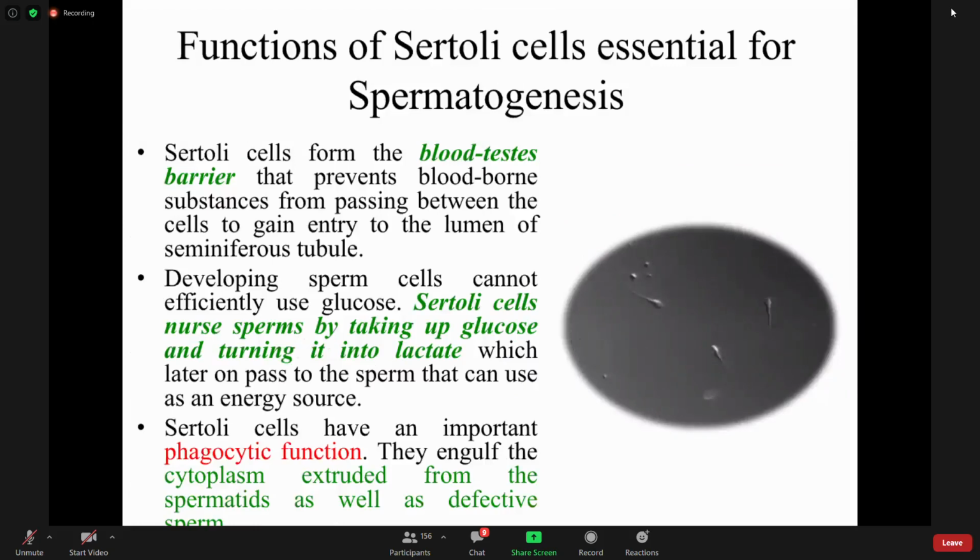Because sperm cannot take up glucose, Sertoli cells play the role of the mother. Thus, they take glucose and turn it into lactate, eventually nourishing the sperm. In addition to this, through the process of remodeling, there is a lot of cytoplasm that is being extruded by the spermatids. So, in addition to this, Sertoli cells have a phagocytic function.